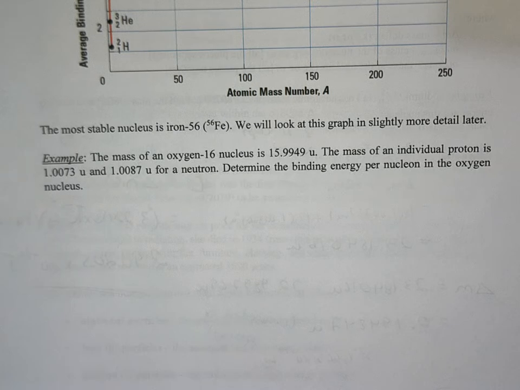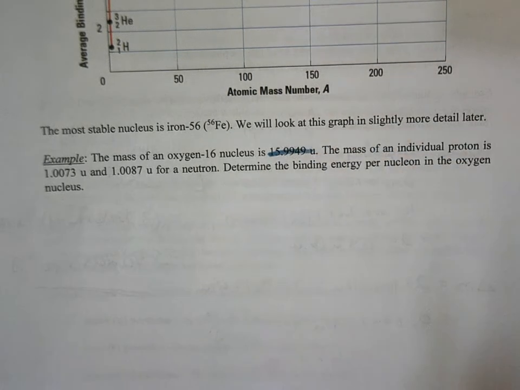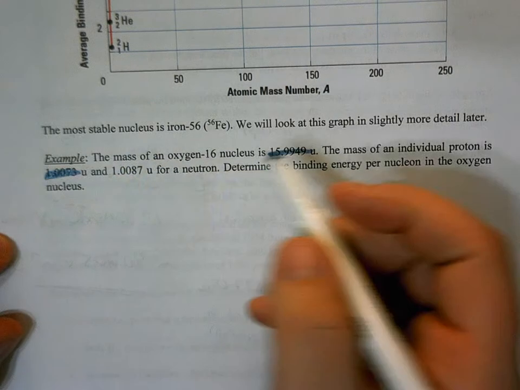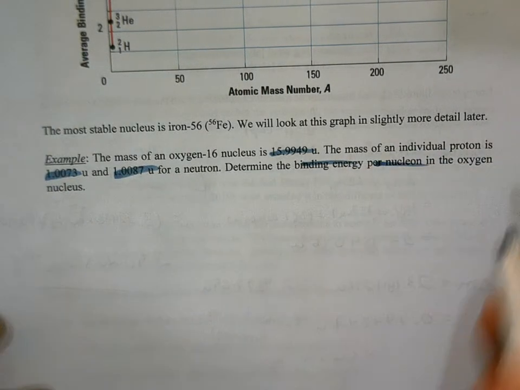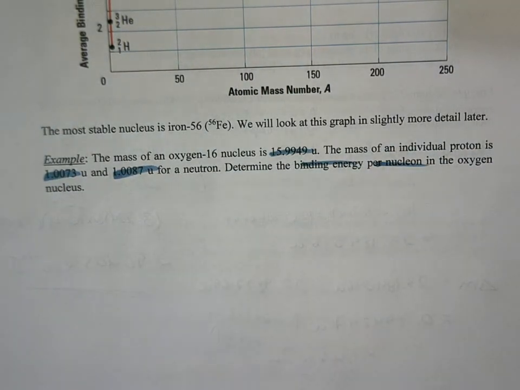So last thing is, let's look at an oxygen-16 nucleus. We're told that the mass of the nucleus is 15.9949 u. We know the mass of a proton is 1.0073 u, and that of a neutron is 1.0087 u. We'd like to determine the binding energy per nucleon in an oxygen nucleus.